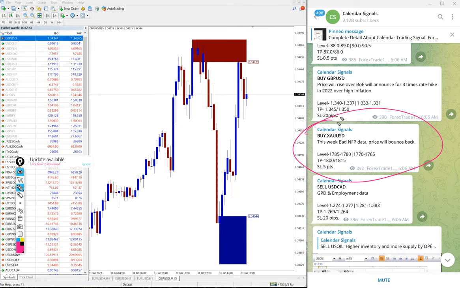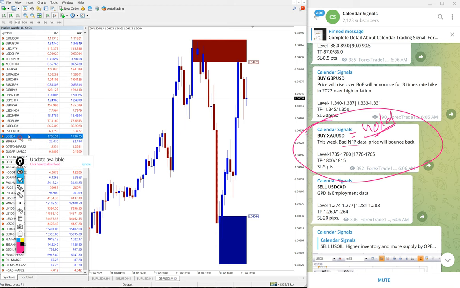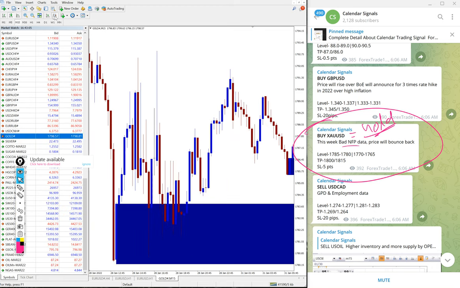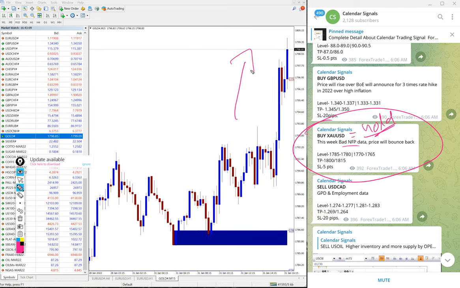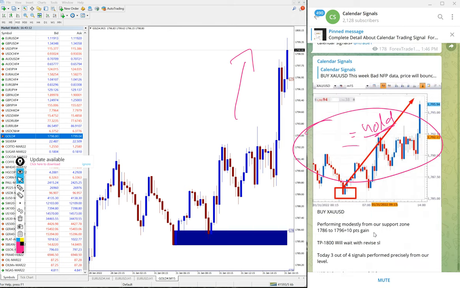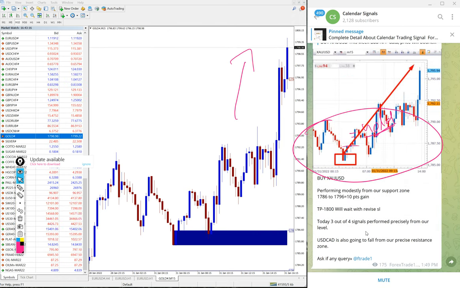And then buy XAUUSD. XAUUSD is gold. We gave buy gold: this week bad NFP data, price will bounce back. Because of bad NFP data, gold price will go up. That is what we predicted. And here is the gold chart, and gold moved in our predicted direction. It's still in the uptrend, and gold moved from 1786 to 1799, a 13 points gain. When we updated at 1:49 p.m. GMT, it was 10 points, and it further moved up 3 points. So that is the performance of gold.